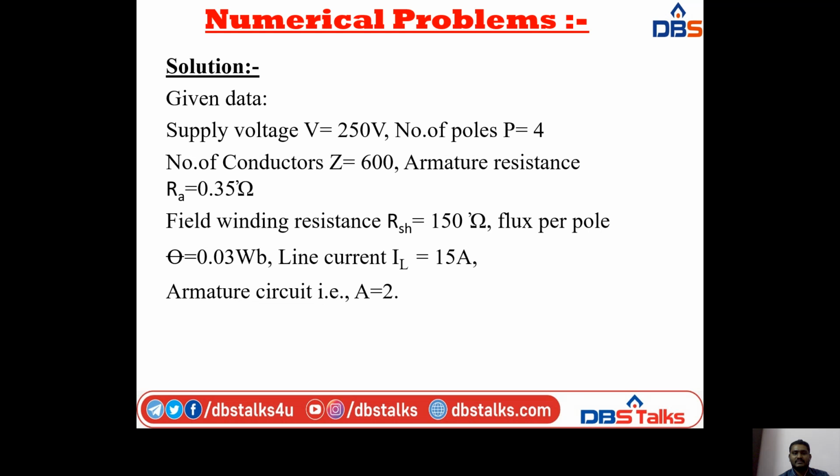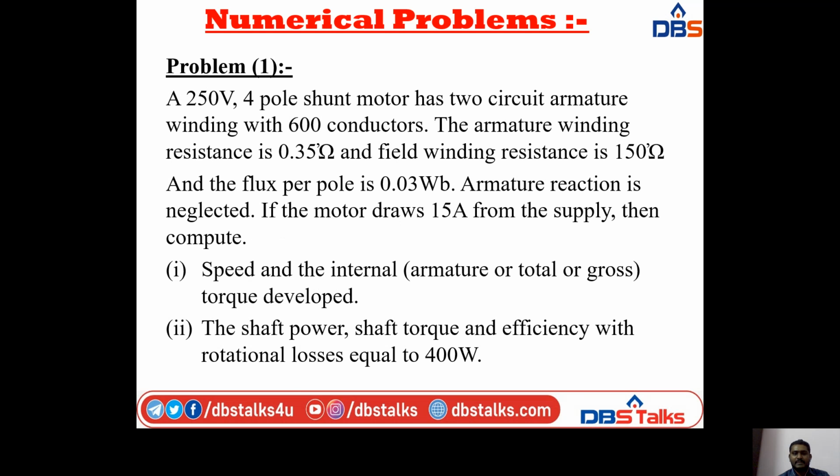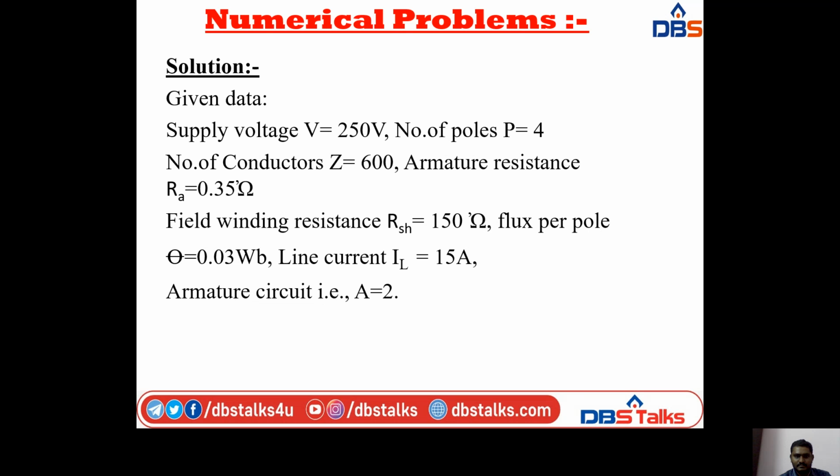So coming to the solution of this problem. It is the wave connection. So that means if the armature winding is a wave connection, we have the relation A is equal to 2. That means the number of parallel paths is equal to 2. So that's why I am taking A is equal to 2.